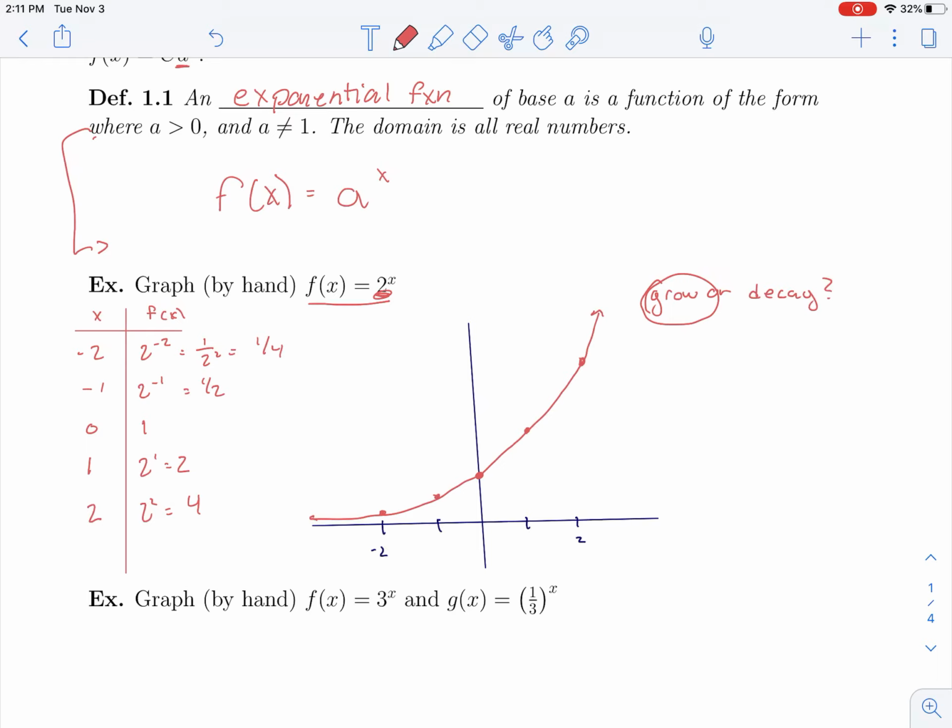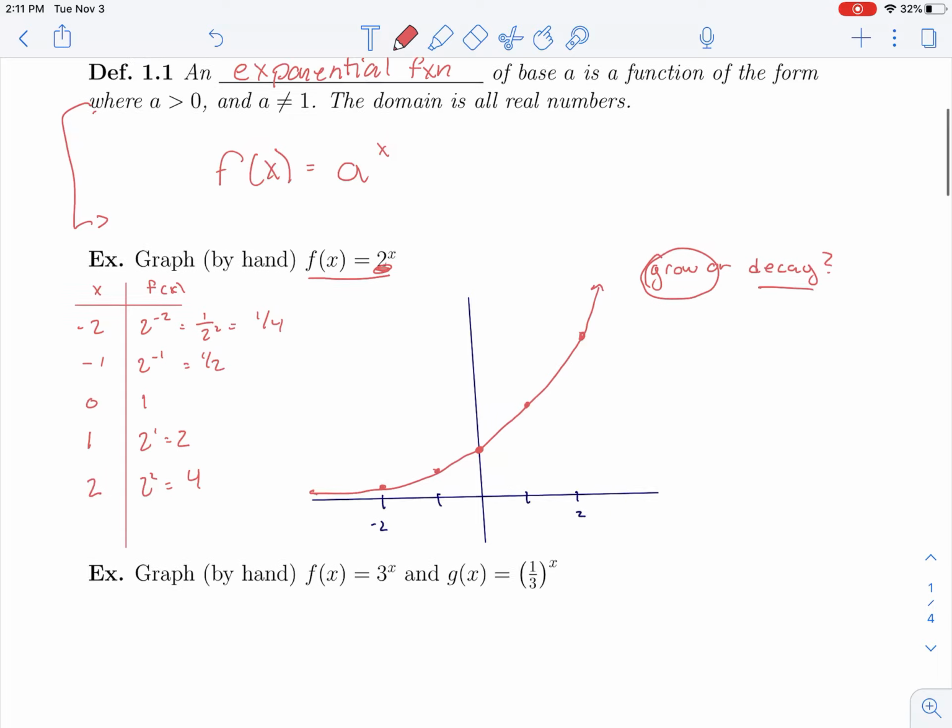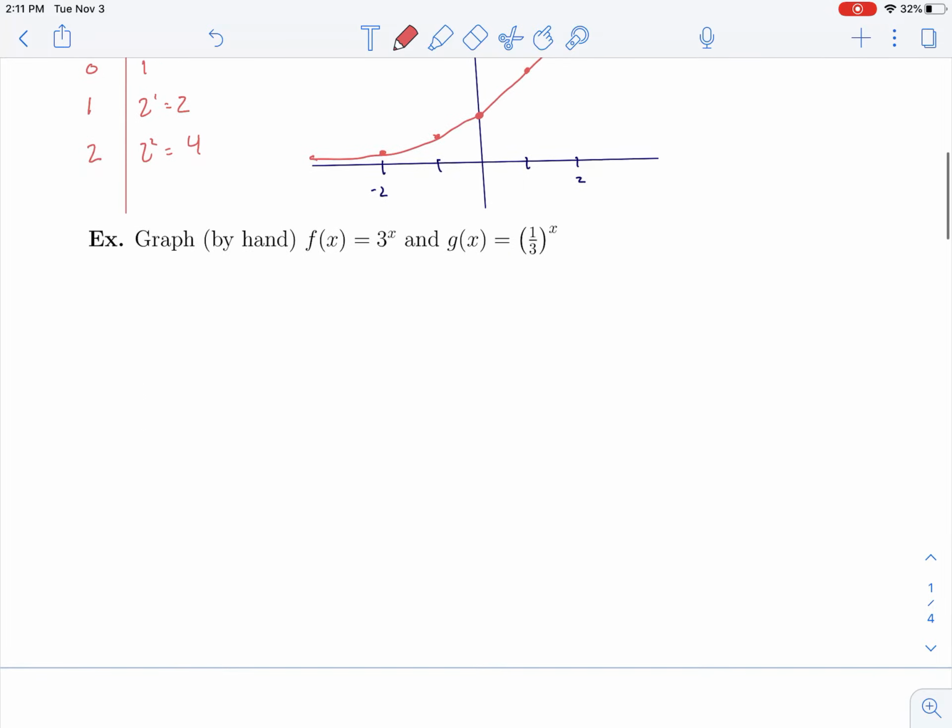So now let's compare to, right, we talked about this being a growth, but what about a decay? So let's do a twofer, right? We're going to do when f of x is equal to 3 to the x and when g of x is equal to (1/3) to the x. So when a is 3 and a is 1/3.